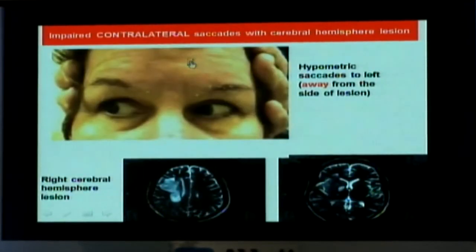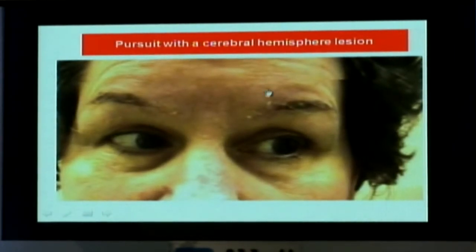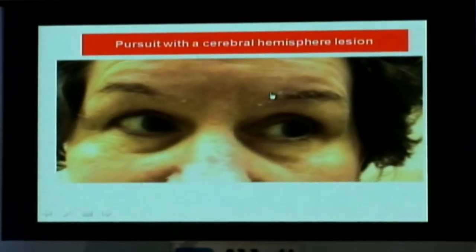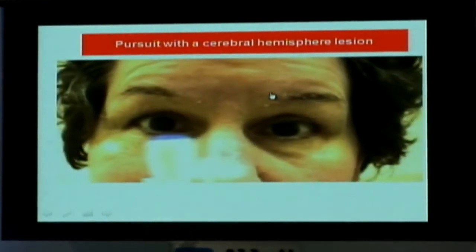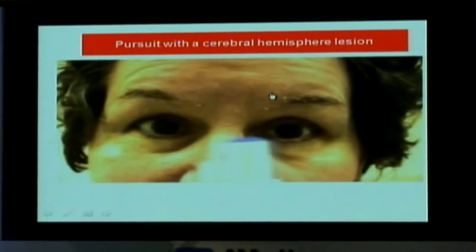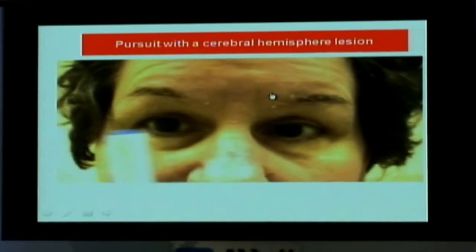Now, the last video, let's see what her pursuit is like. Remember, I said asymmetrical pursuit is helpful. Look at the tip of the pen. Tracking to the right is not so good. Tracking to the left is good. So she has trouble with smooth tracking to the right.